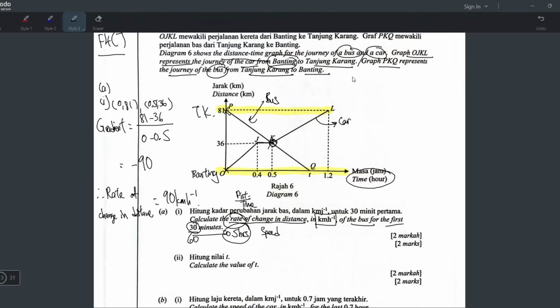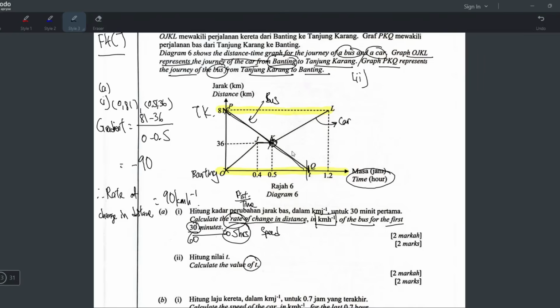Let's do number 2. Okay, number 2 wants you to find value of t. Okay, when you finding value of t, do you think you will use the bus's journey to find or the car's journey? Of course the bus's. The car's doesn't have T, you understand, right? Yeah, you wouldn't use the car's journey to find T. You must use the bus's journey to find T. But what to use? Gradient.